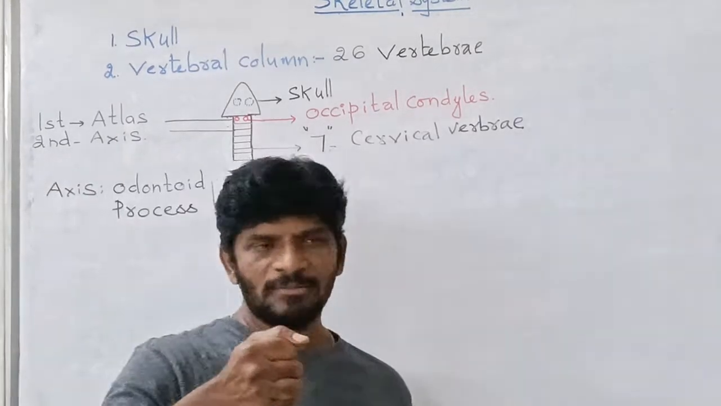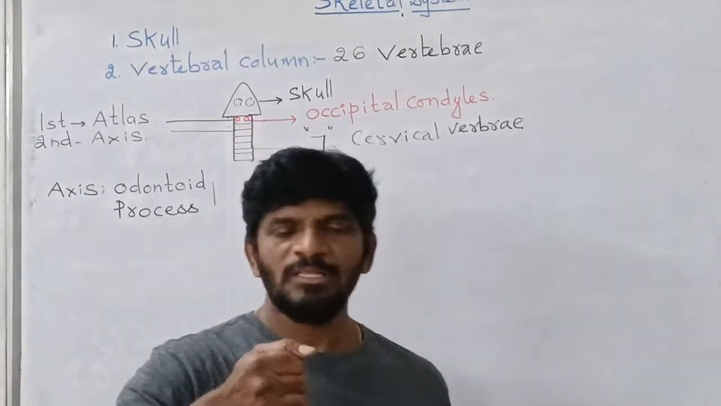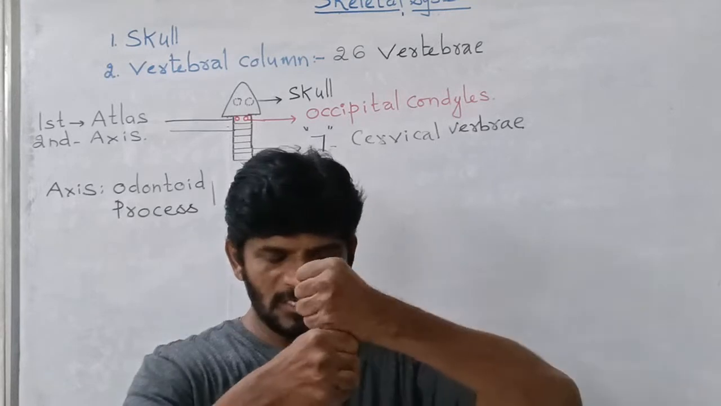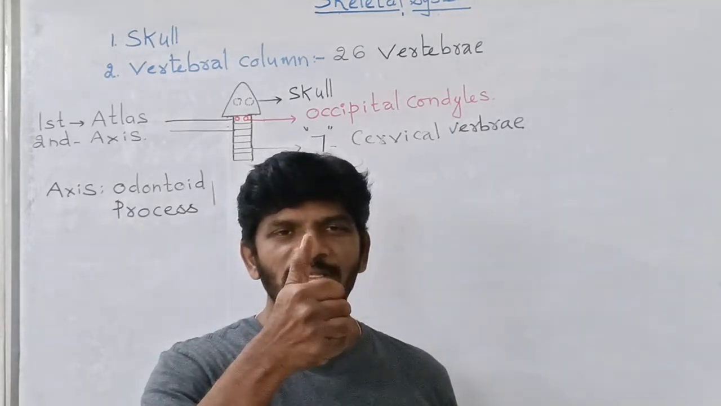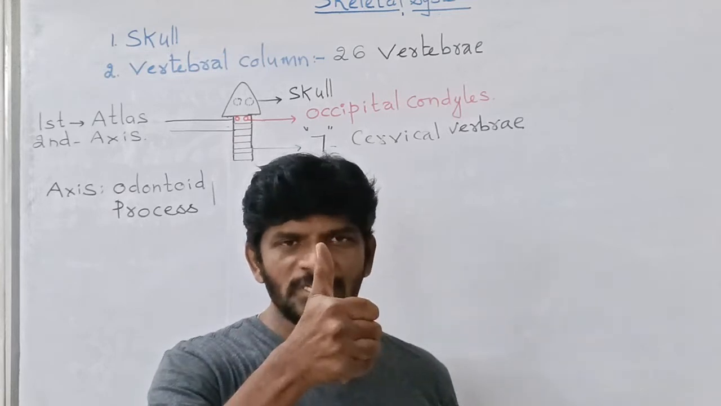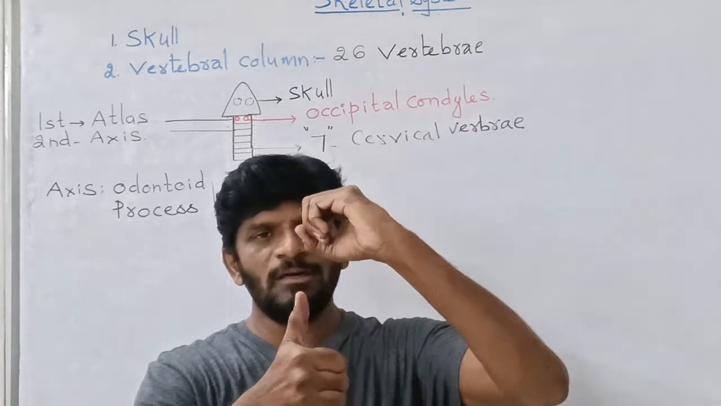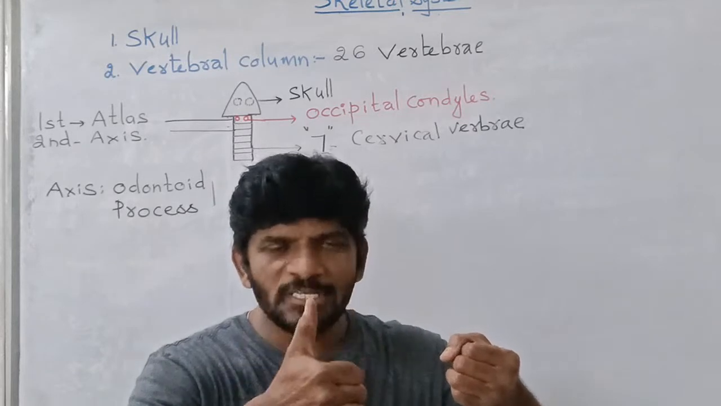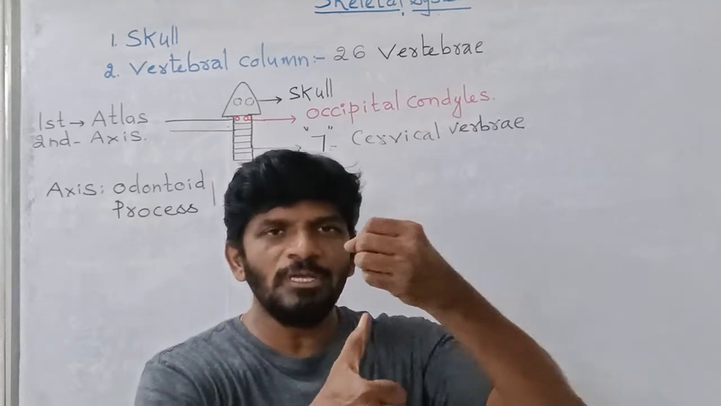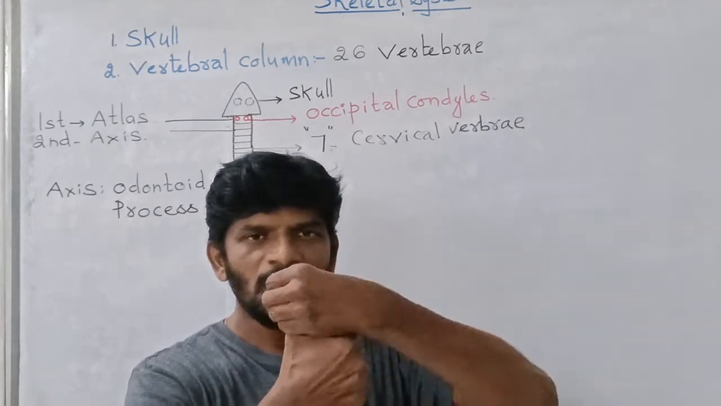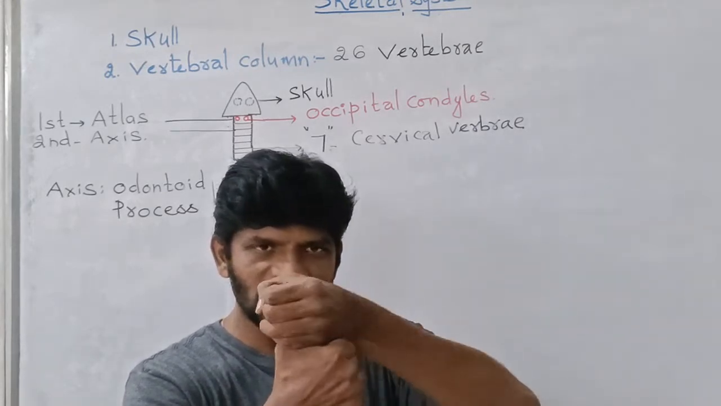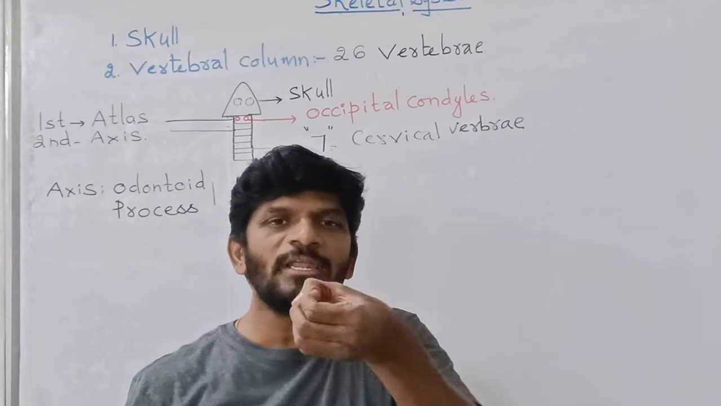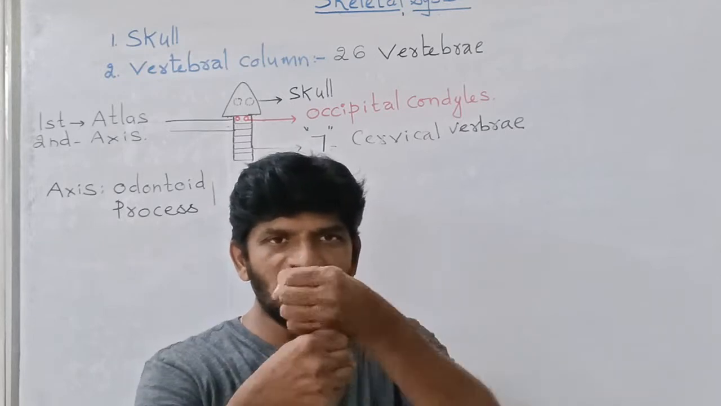For example, this is the axis. This is the axis bone, and this is the atlas bone. First vertebra is the atlas, second vertebra is the axis. But the axis has an odontoid process like this. And this odontoid process of the axis fixes into a canal of the atlas, and that canal is the odontoid canal. Therefore the atlas rotates over the axis. The axis bone is always stationary, the atlas rotates around the axis.